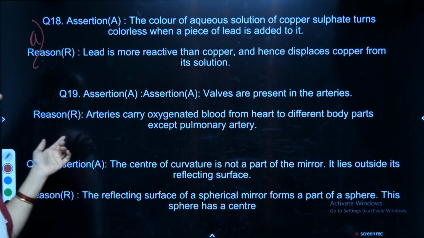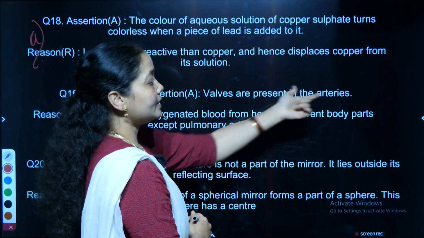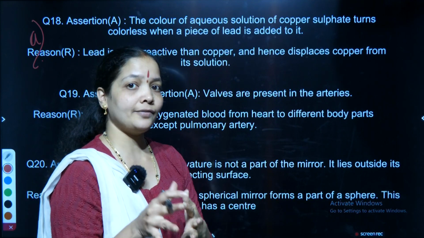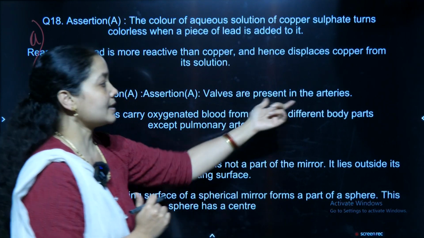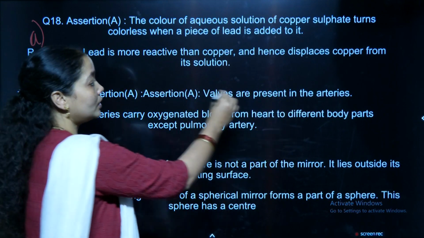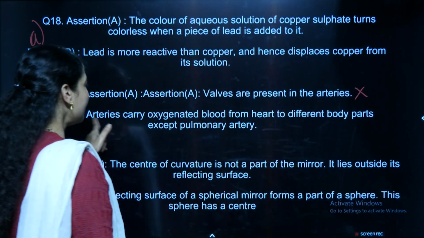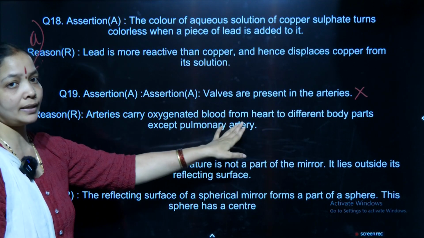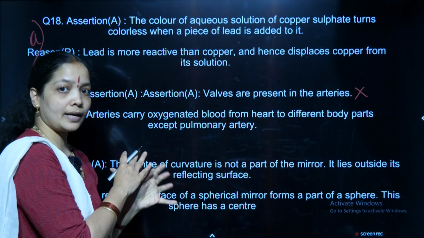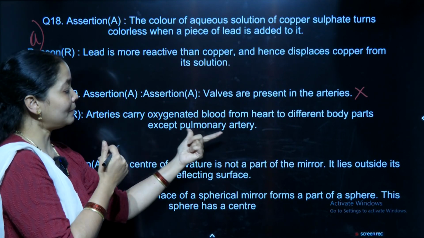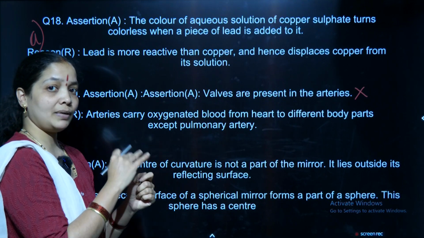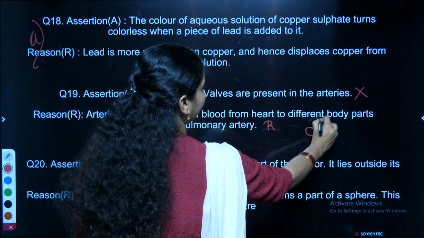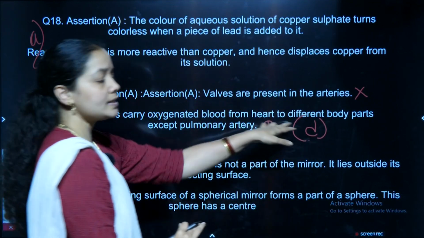In the 19th question, assertion says valves are present in arteries. Are they true? Valves? No, there are no valves in arteries. Veins carry valves, called tricuspid and bicuspid valve, whereas arteries will not have any, so assertion is false, first thing. Let us see the reason. Arteries carry oxygenated blood from heart to different body parts except pulmonary artery. This is a true statement. What is the work of an artery? It is carrying oxygenated blood, but pulmonary artery will carry deoxygenated blood away from the heart to the lungs. Therefore, reason is true. I'll go for option D. Option D is assertion false, reason is true.